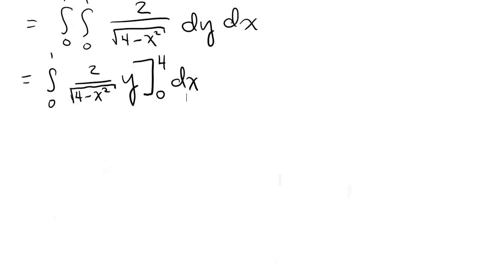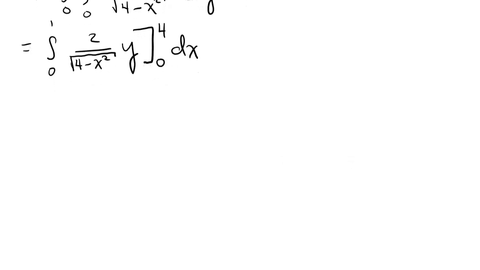So taking a look, we're just going to evaluate those into the y. So when I plug in 4, well, we'll get 4. So then I'll really have 2 times 4 is 8 over the square root of 4 minus x squared. And then when I plug in 0, it is 0, so we just have a minus 0. So then all of this is still just dx. So now we're left with a single integral. So we've got 0 to 1, and then 8 over the square root of 4 minus x squared.